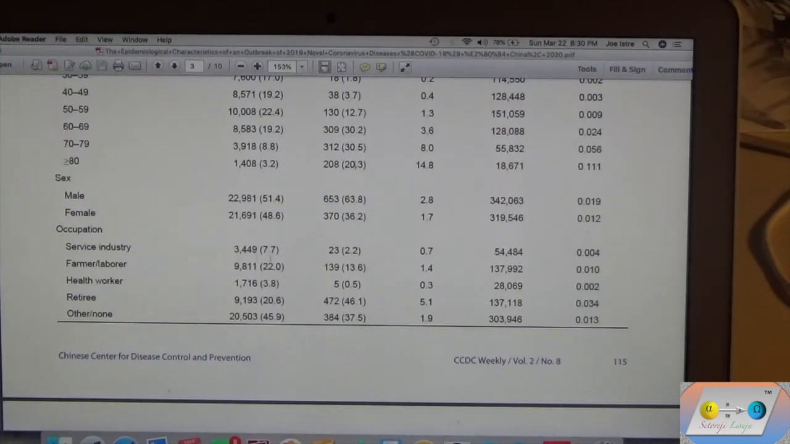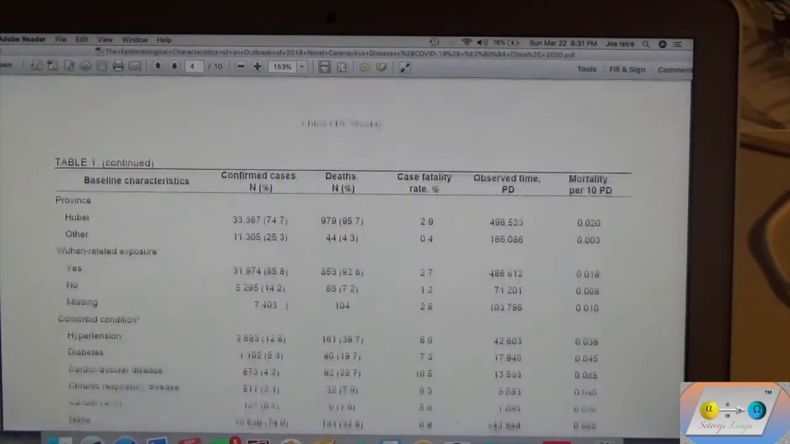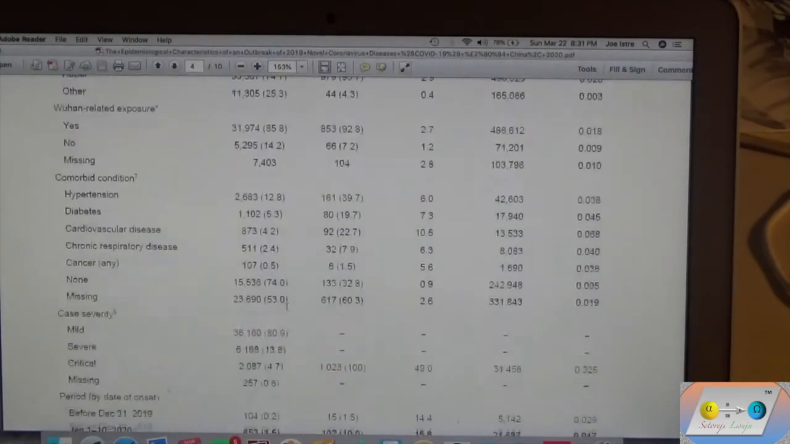Why? Maybe there's something about this. Oh, retiree, there you go. If you're retired, damn, you get a really big probability that you'll get hit, 20%. Or if you're a farmer, 22%. So that must mean something there. Some of you scientists might dig into that. Broken out by province here.